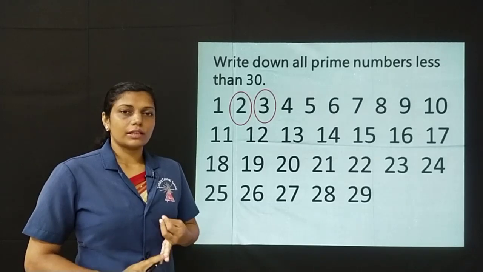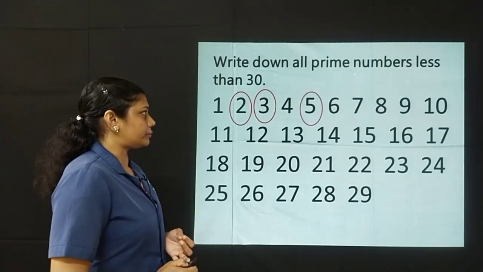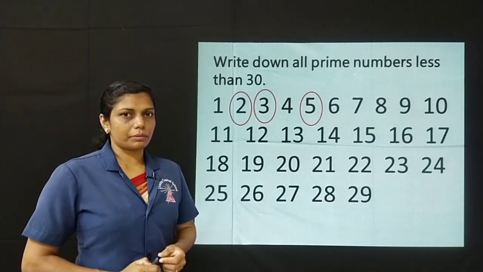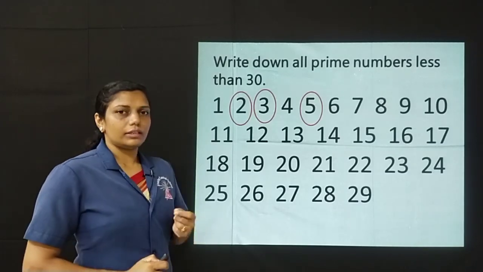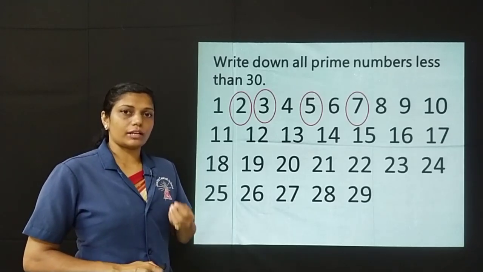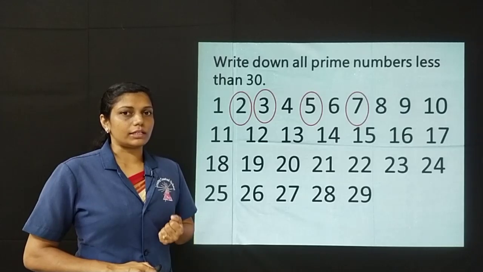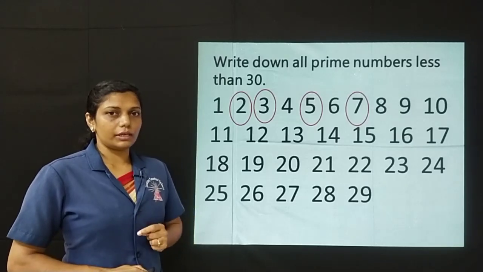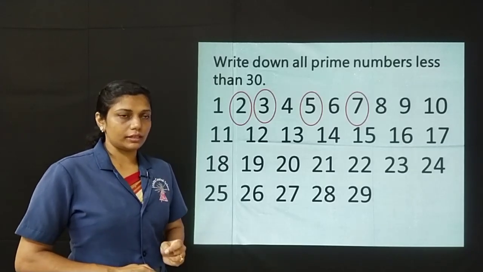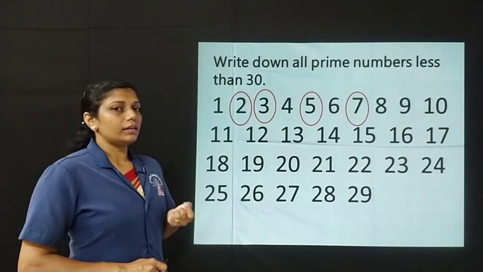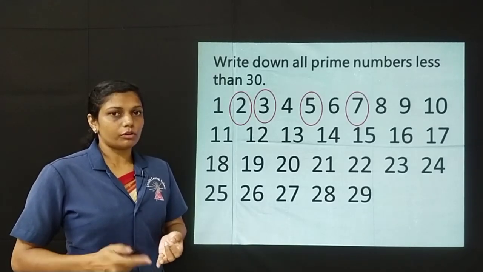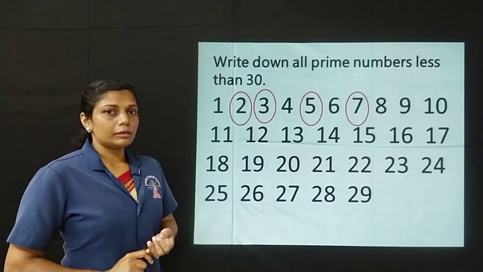Now 5. 5 has only 2 factors, 1 and 5. No other numbers. It has to be a prime number. 6 is divisible by 3, so it cannot be a prime number. 7, yes, it is a prime number. 8 is divisible by 4 and also 2, and moreover it is an even number, it cannot be a prime number. Next is 9, 9 is divisible by 3, so it is not a prime number. 10 is divisible by 5, so more than 2 factors, it cannot be a prime number.